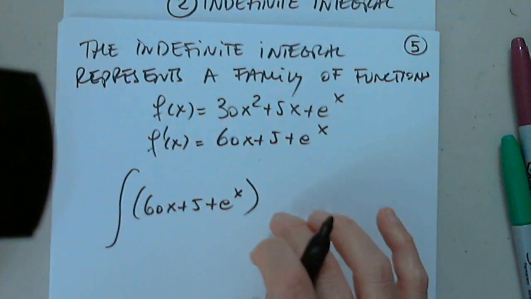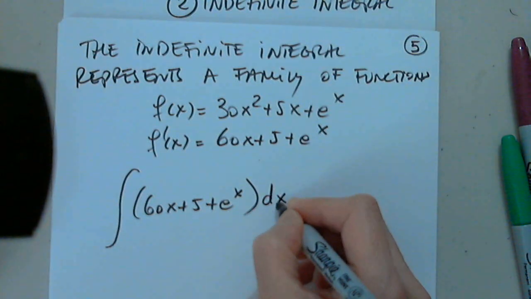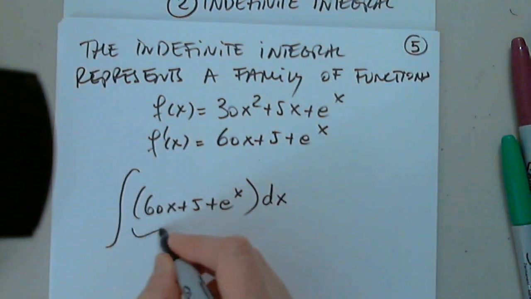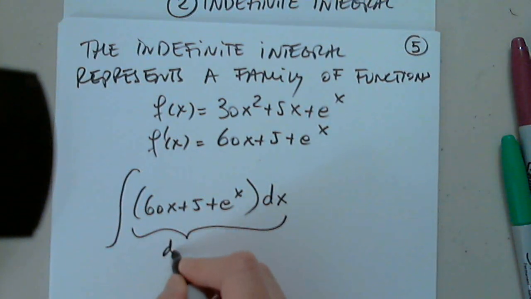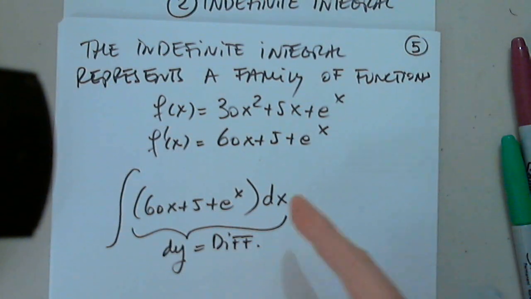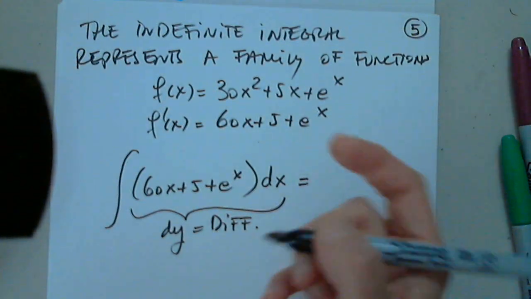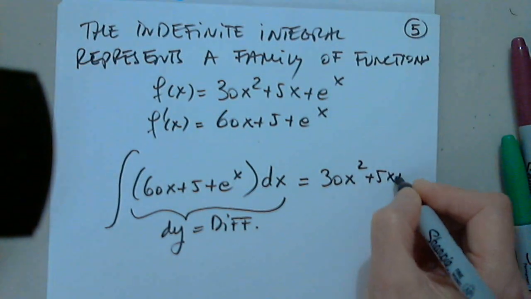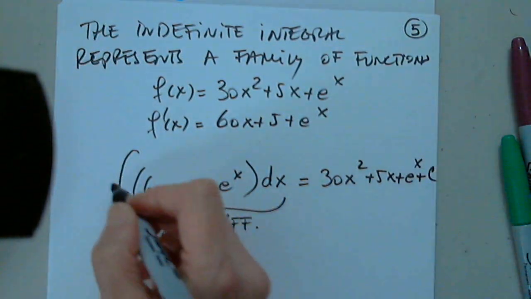Something is missing, which is extremely important. It has to be dx. Notice that this is the derivative. This is the differential, right? It's dy, the differential. That's why we discussed it before. And the answer will be this. 30x squared plus 5x plus e to the x plus a constant c.